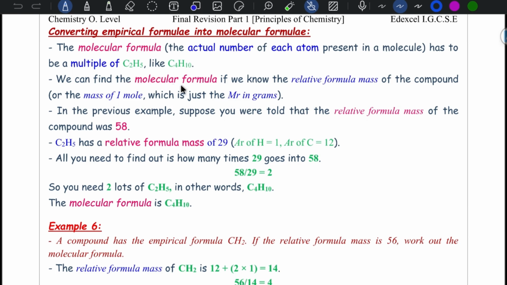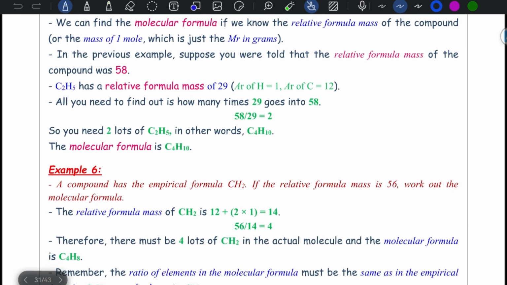We can find the molecular formula if we know the relative formula mass of the compound, let's say the mass of 1 mole, Mr in grams. In the previous example, suppose that the relative formula mass is 58, and the relative formula mass of C2H5 is 29. Just divide 58 over 29, you will get 2. Then multiply 2 by C2H5, it will give C4H10, so the molecular formula is C4H10.